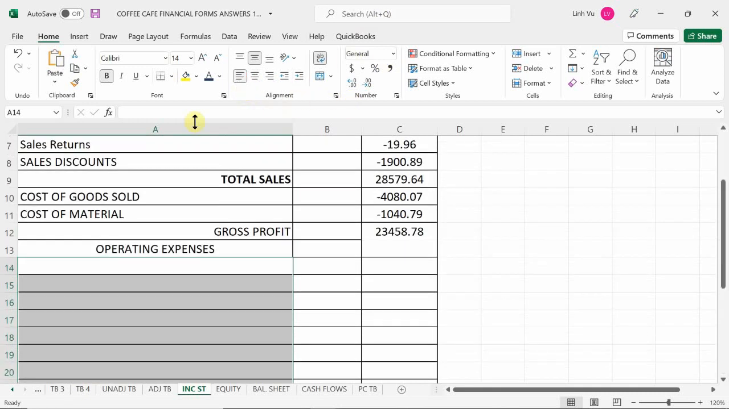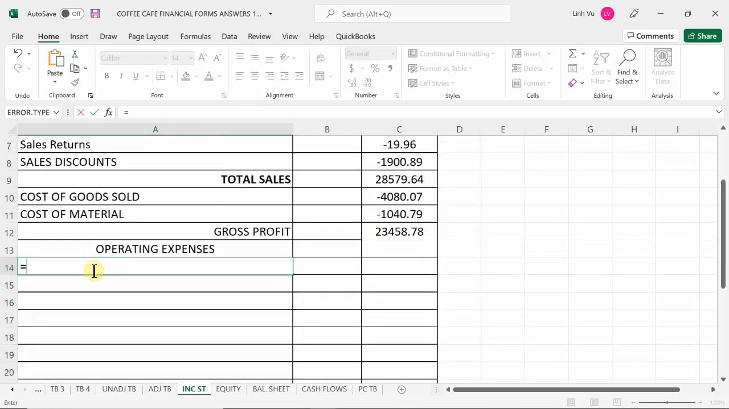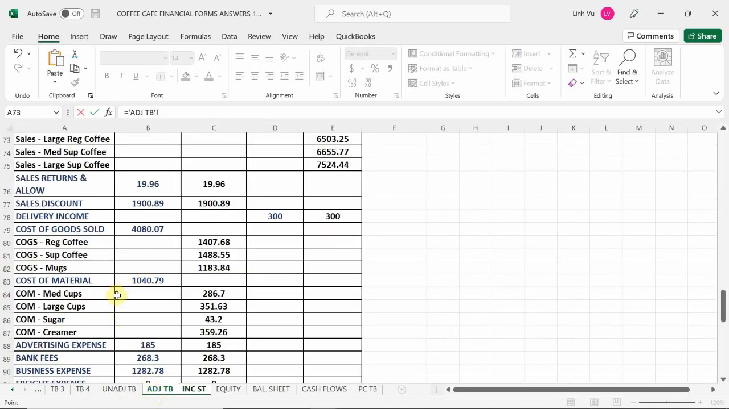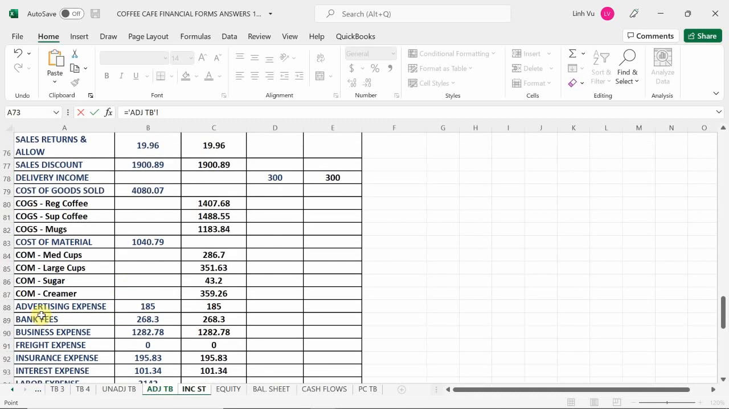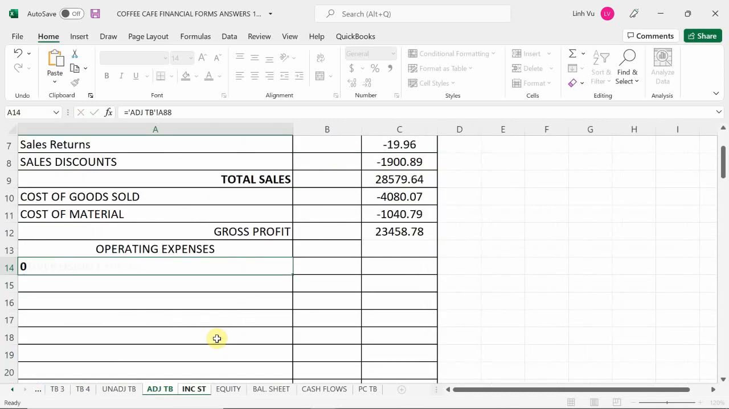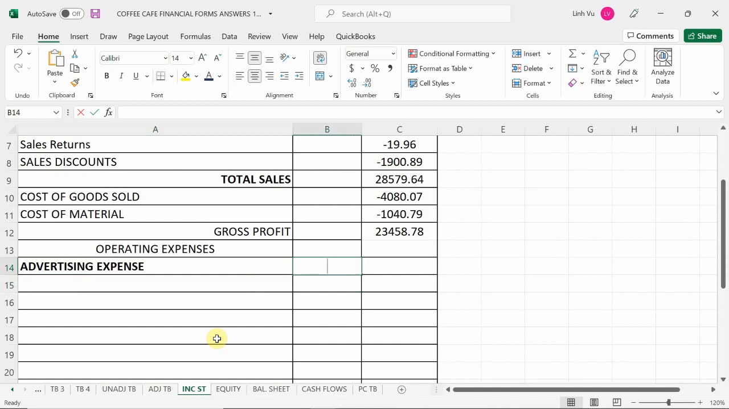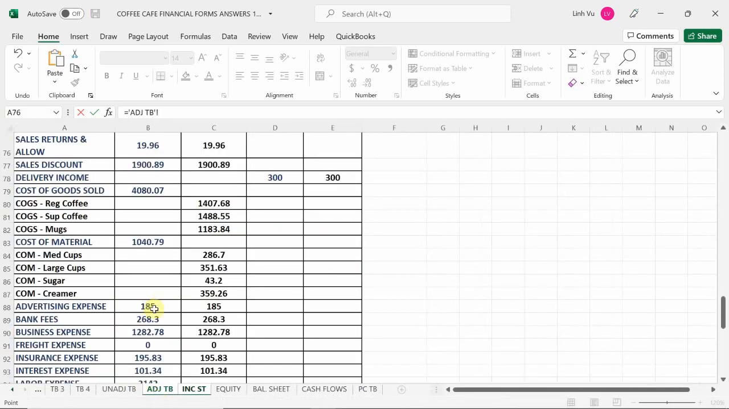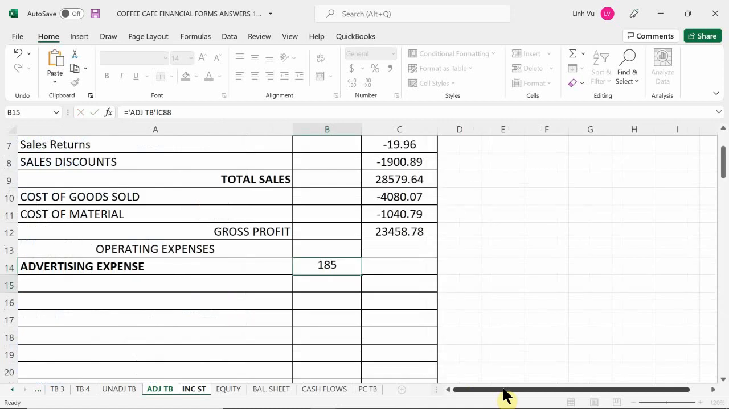So starting with all expenses, I think our first expense is going to be advertising expense. Okay. So I'm going to put it on the left side so we can make a nice column to add up all of our expenses. And then on the right side, I'm going to have the equal sum for all the expenses. Okay, so the first one, advertising expense, was for the total amount of 185.